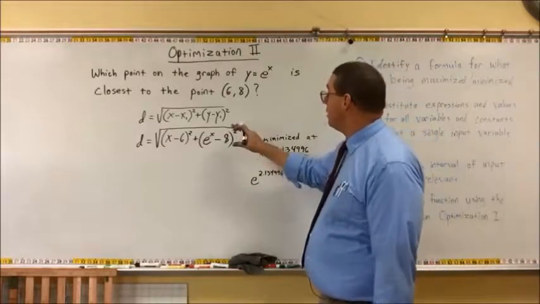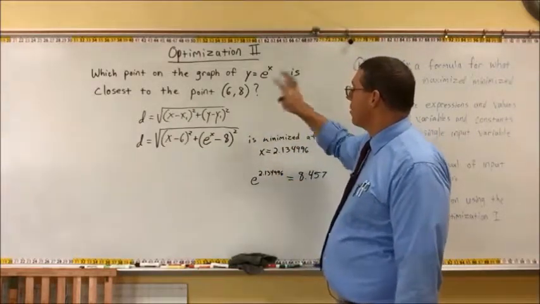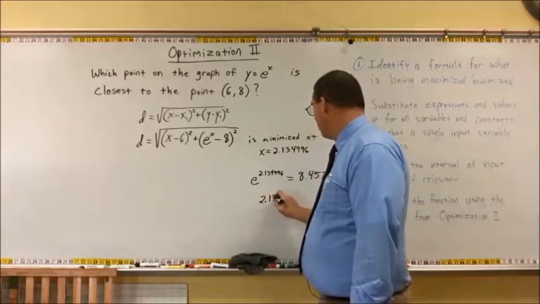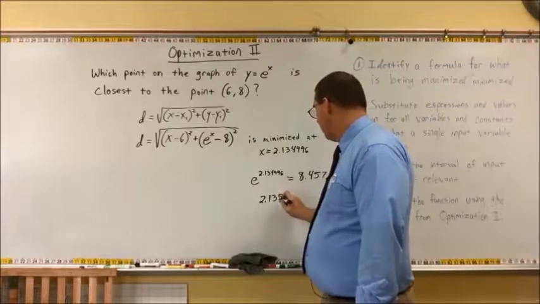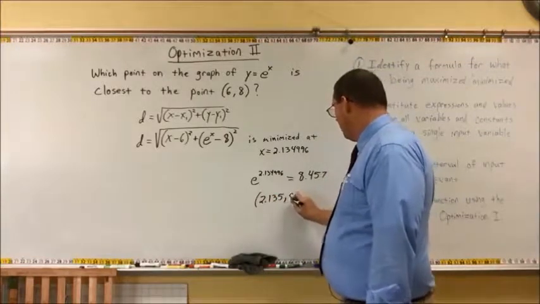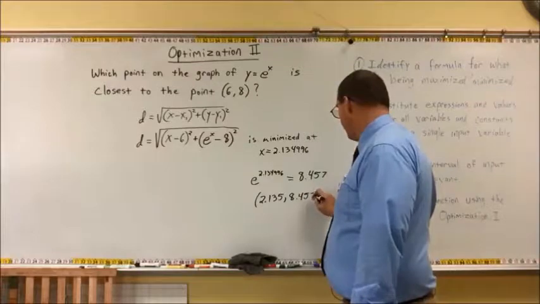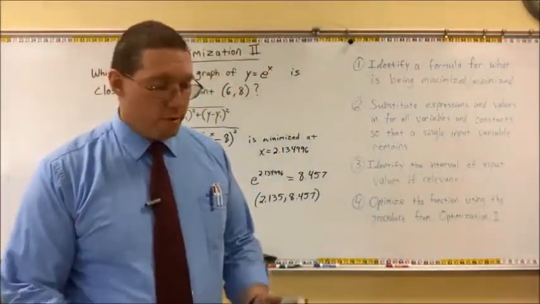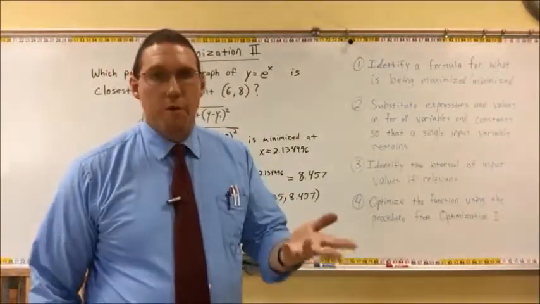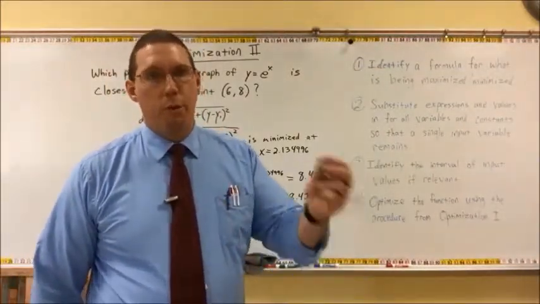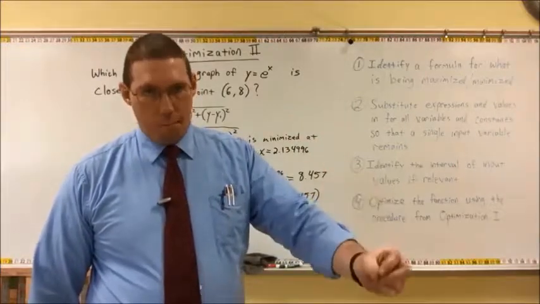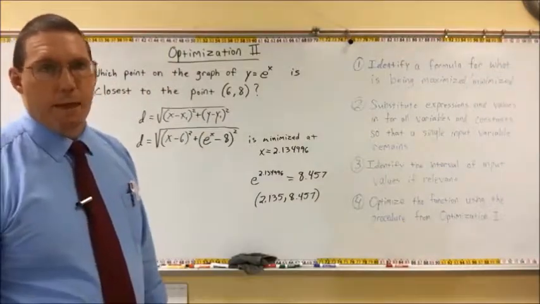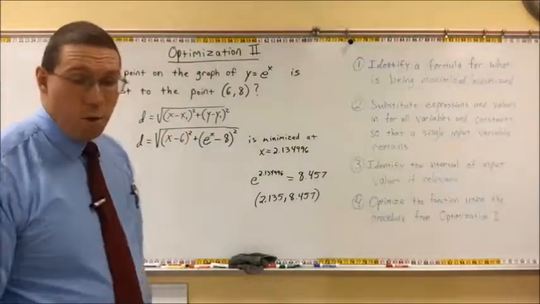So the point on the graph of y equals e to the x that is closest to the point (6, 8) is the point 2.135, comma, 8.457. There we go. That is the closest point. There's lots of great reasons in this world why you would want to know the closest point between a path and a point. Okay, it's probably relevant in space travel and probably engineering as well. Okay. All right, so this is a very common problem.